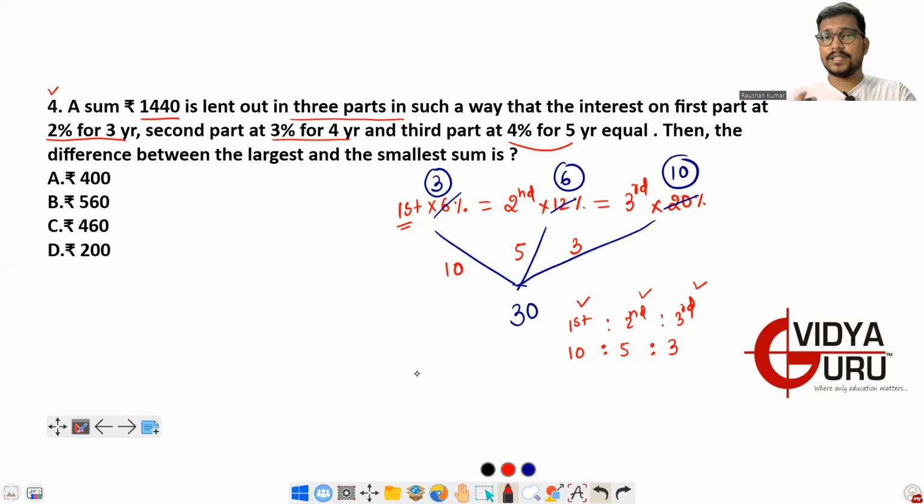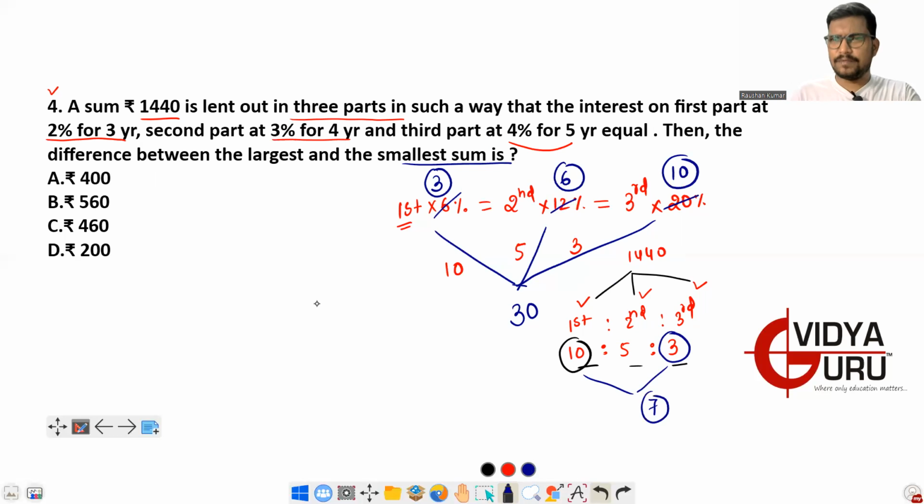But now the question is saying what? The difference between the largest and the smallest sum. See, we had 1440 initially, and this is divided into first part, second part, and third part in the ratio 10:5:3. Now, we need the difference between the largest part, which is 10 here, and the smallest sum, which is 3, right? So the difference is 7.